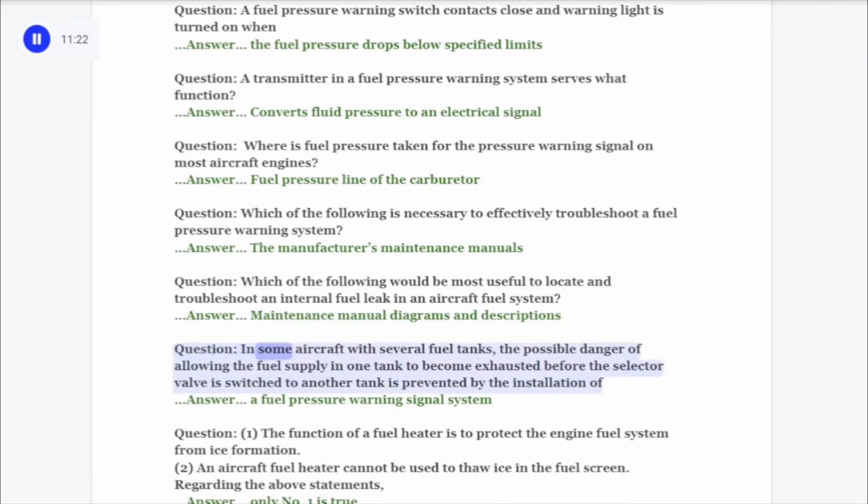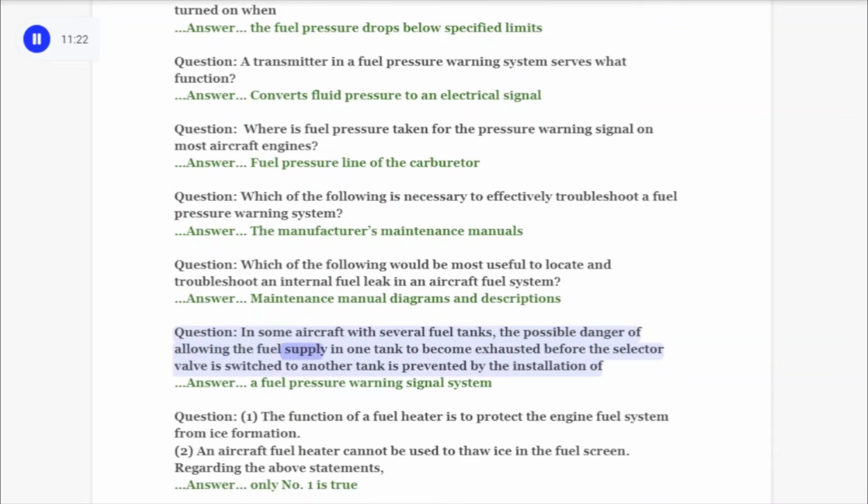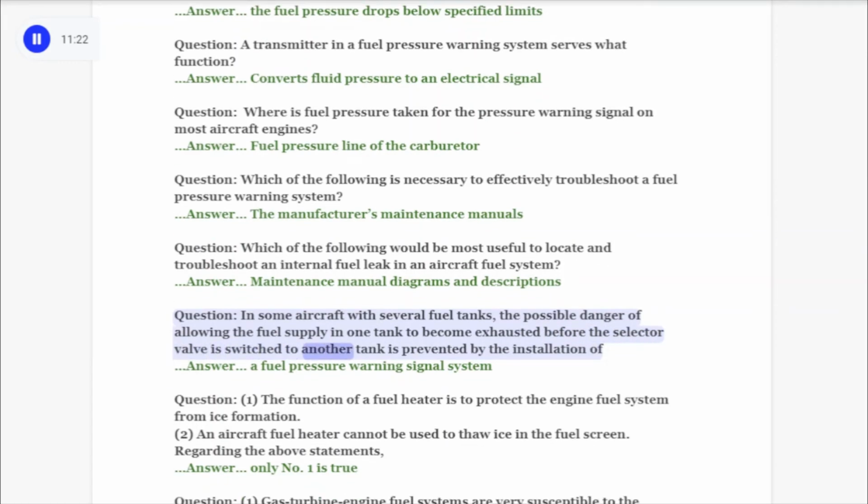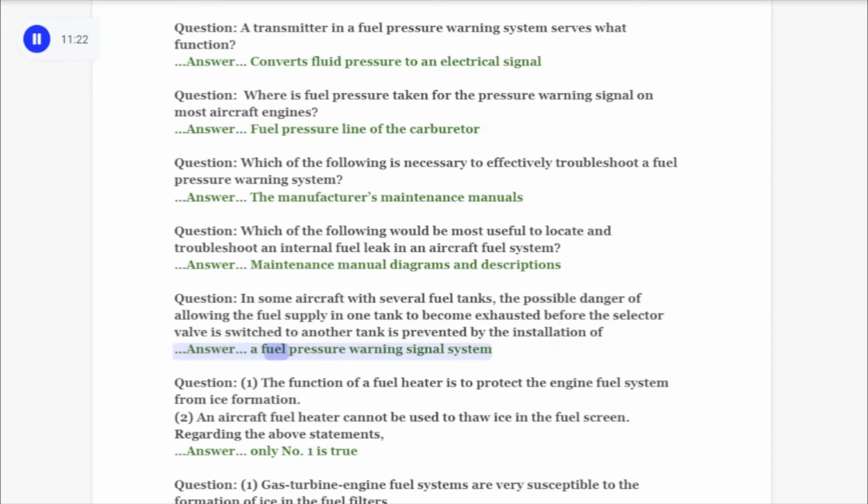Question: in some aircraft with several fuel tanks, the possible danger of allowing the fuel supply in one tank to become exhausted before the selector valve is switched to another tank is prevented by the installation of. Answer: a fuel pressure warning signal system.